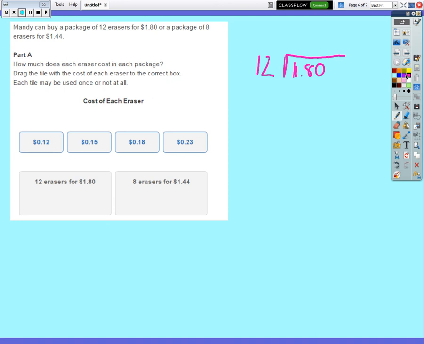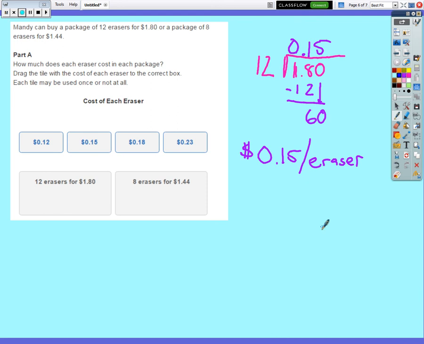$1.80 divided by 12. So I'll put my decimal up here, put a 0. That goes in once. That gives me 12. I subtract. That's 6. Bring down the 0. 12 goes into 60 5 times. So that means that each eraser in this package is going to cost me a whopping 15 cents per eraser. Let's go to the next one.